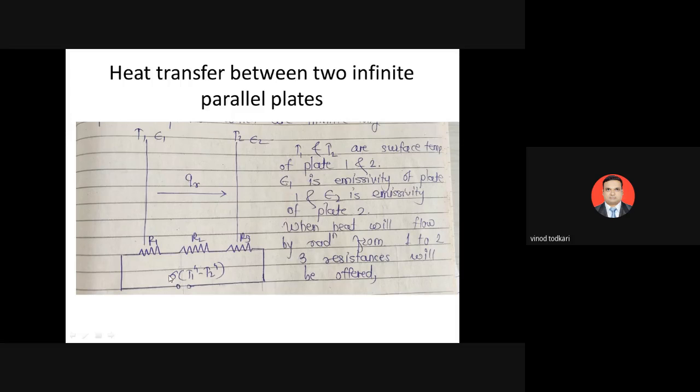Sigma is Stefan Boltzmann's constant. I believe that it is clear to you. So driving potential is sigma into bracket T1 raised to 4 minus T2 raised to 4, and there will be 3 resistances. How will you find Q?